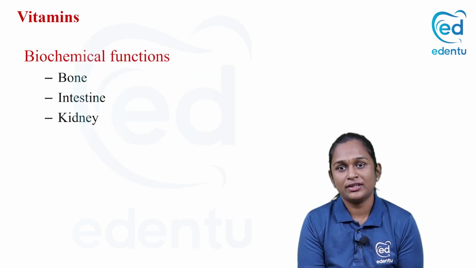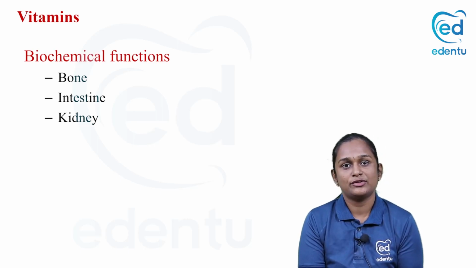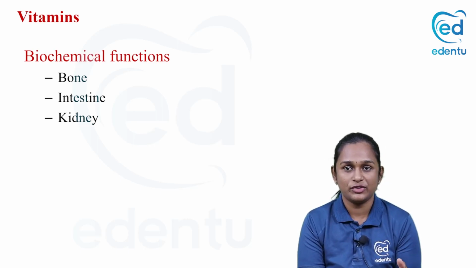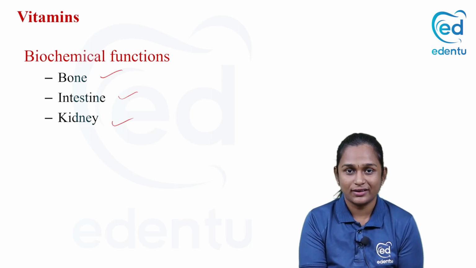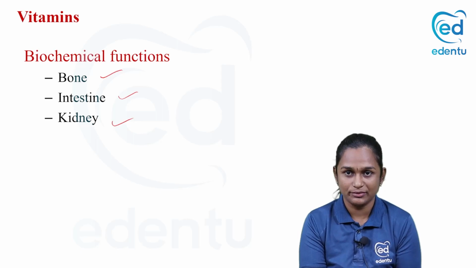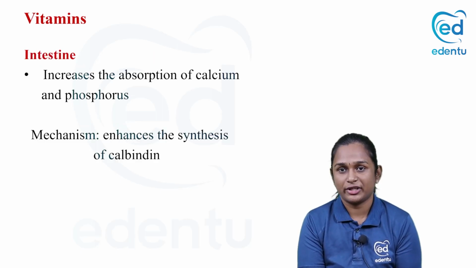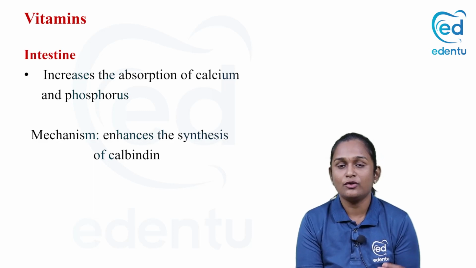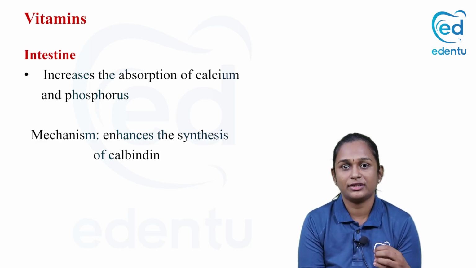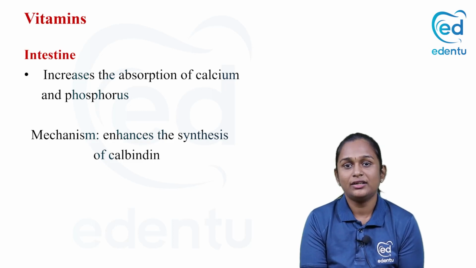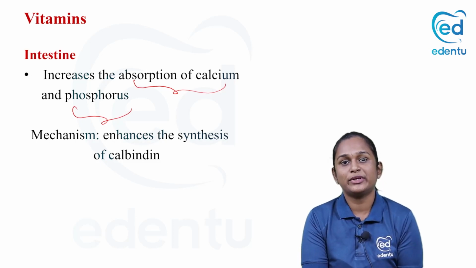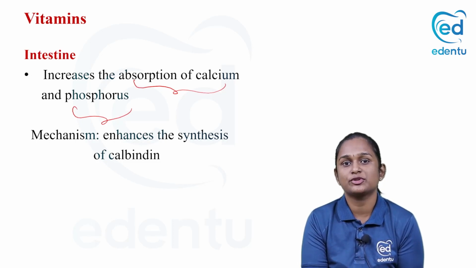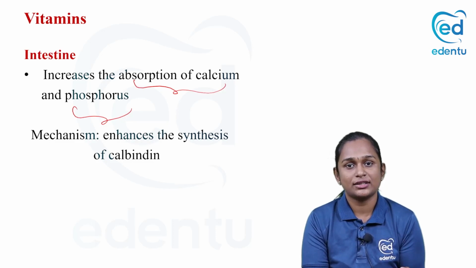So by doing this action, what happens? This mechanism of action we saw in the previous slide happens in bone, intestine and kidney. By acting on these organs, how does it maintain the calcium level? We will see one by one. What happens when vitamin D binds to the receptor in the nucleus of the cells in the small intestine? It results in an increase in the absorption of calcium and phosphorus from the intestinal lumen into the cell.